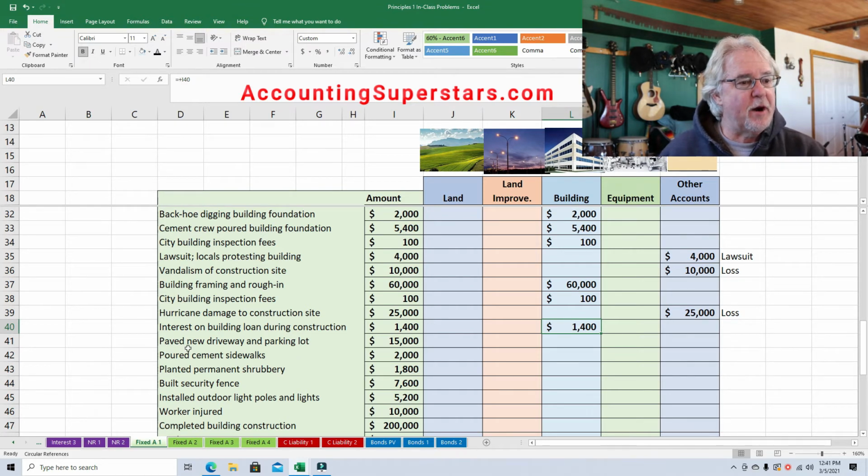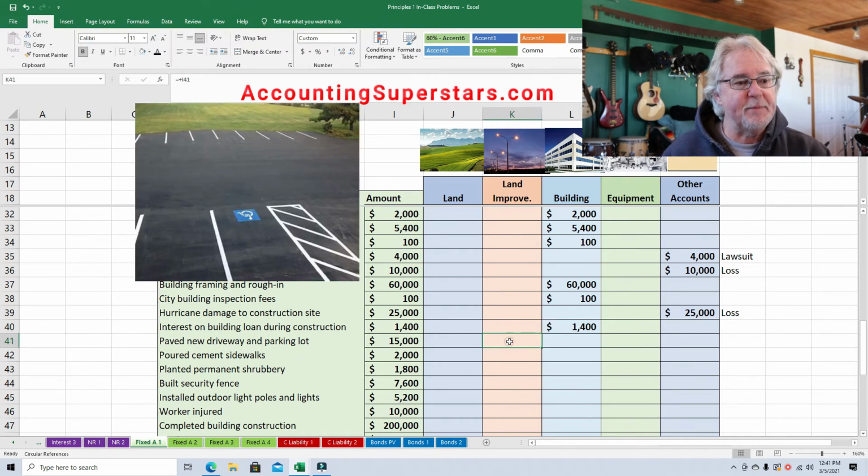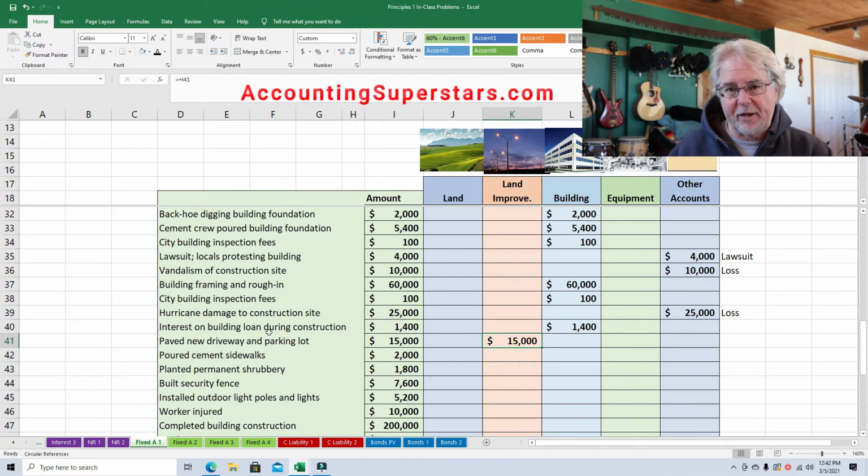Paved a new driveway and parking lot. Now, folks, this is going to be land improvements. Now, land improvements, these are items that will obviously improve the land, but they're things that will wear out, like sidewalks or a driveway or a parking lot. Paint on the parking lot. And you can see these lampposts up here. Those are land improvements. So anything that's going to last a while, like over a year or more, that's going to wear out or need to be repaired or replaced, that is a land improvement.